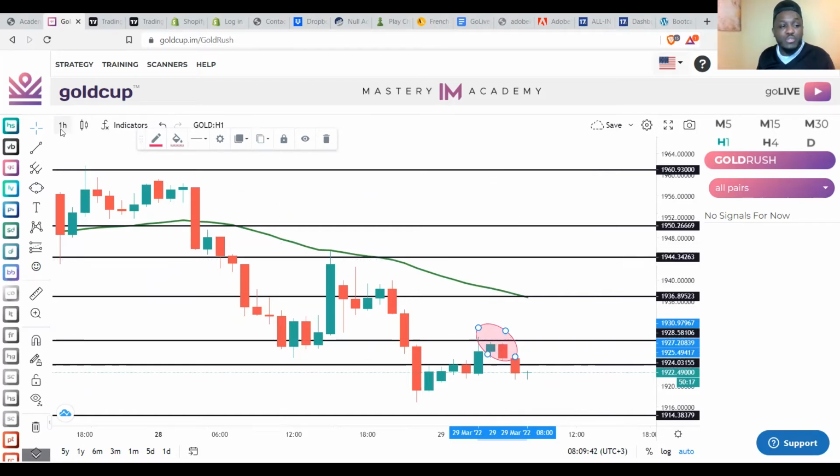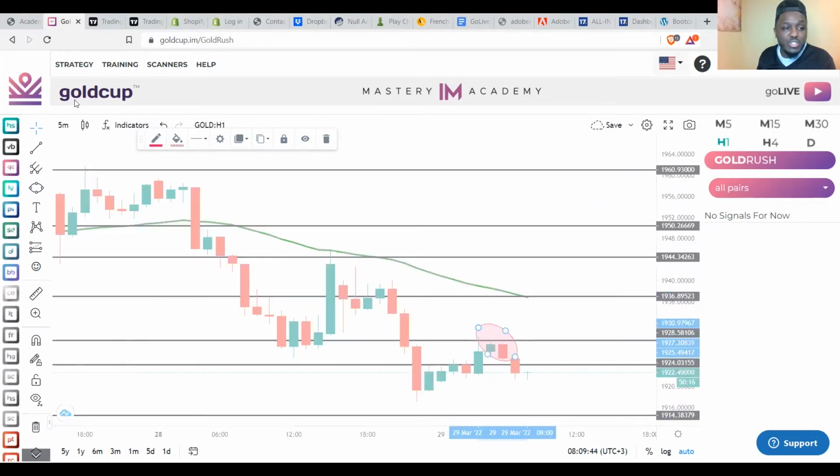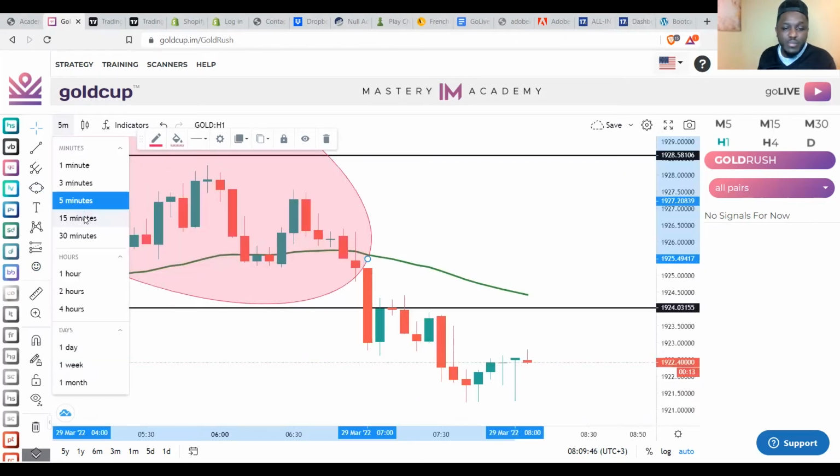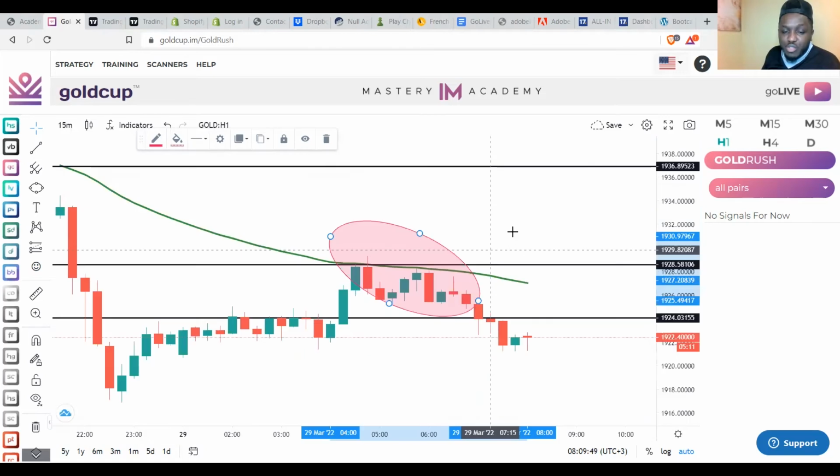If you were to go down to 15 minutes, you'll be able to see the kind of confirmation I'm talking about. So now you can see that on top of the market rejecting the resistance level, it was also pushed down by the 50 moving average on the 15 minutes. So you had two confirmations telling you that this is a good place for you to sell. Okay, so that was a good trade right there. That was a good entry right there.